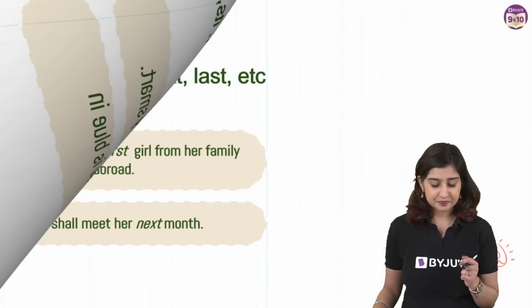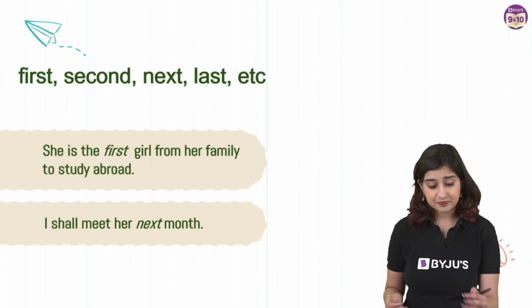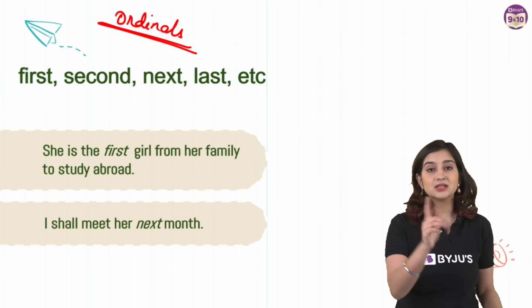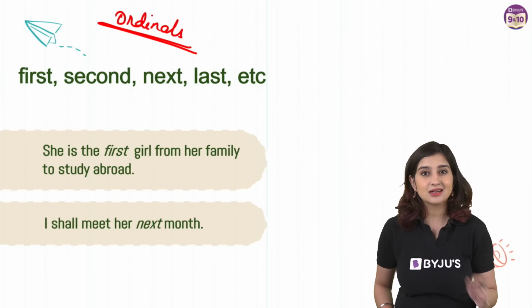Next, these are called ordinals, okay? Let me quickly tell you, ordinals हैं और इनका purpose ये है to show you the rank or position of something, ठीक है? So when you come first in class, then ordinal is showing your rank, okay? So she is the first girl from her family to study abroad. मतलब वो पहली लड़की है जो abroad study कर रही है.